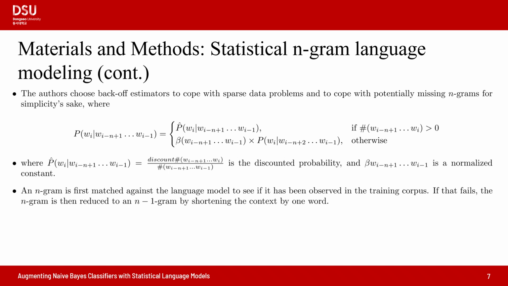So an n-gram is first matched against the language model to see if it has been observed in the training corpus. If that fails, the n-gram is then reduced to an n minus 1 gram by shortening the context by one word.